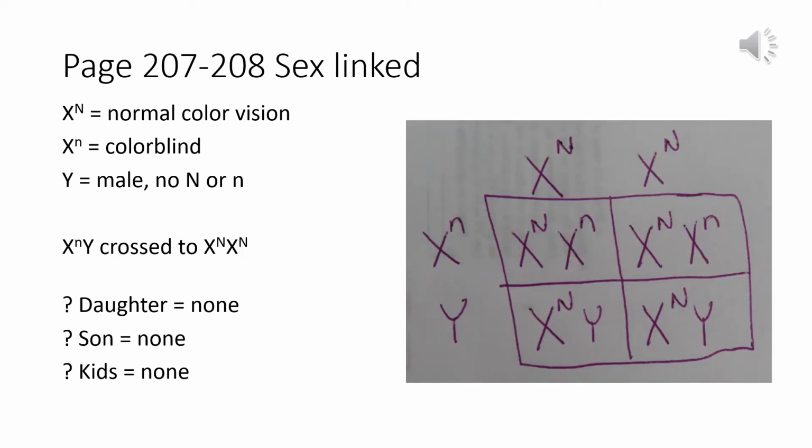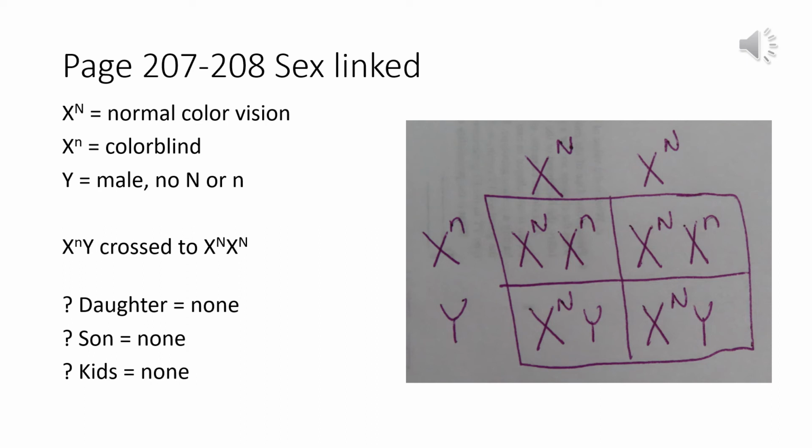The box for the Punnett Square is actually on page 208. You might have to flip back and forth a little bit. This Punnett Square is a little more complicated. You do have to keep track of your X's and your Y's, and your big N's and little n's. Try to keep them all together.